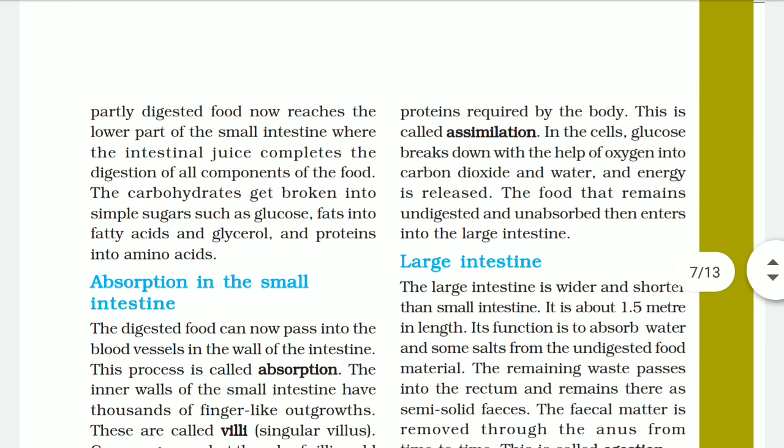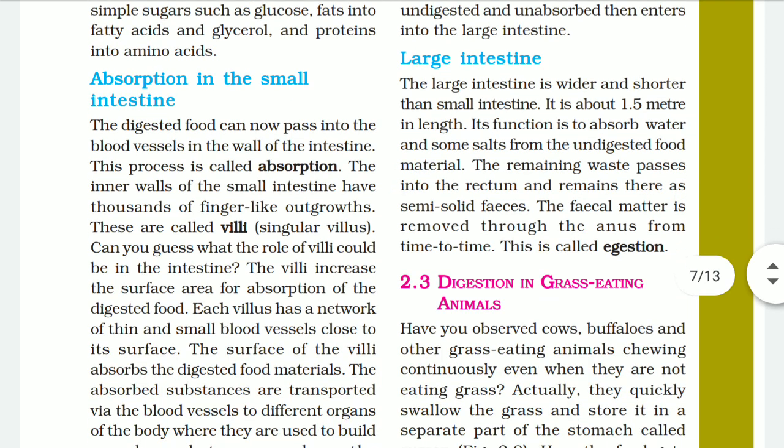The partly digested food now reaches the lower part of the small intestine, where the intestinal juice completes the digestion of all the components of the food. The carbohydrates get broken into simpler sugars such as glucose, fat into fatty acids and glycerol, and protein into amino acids. Now, absorption takes place in the small intestine.